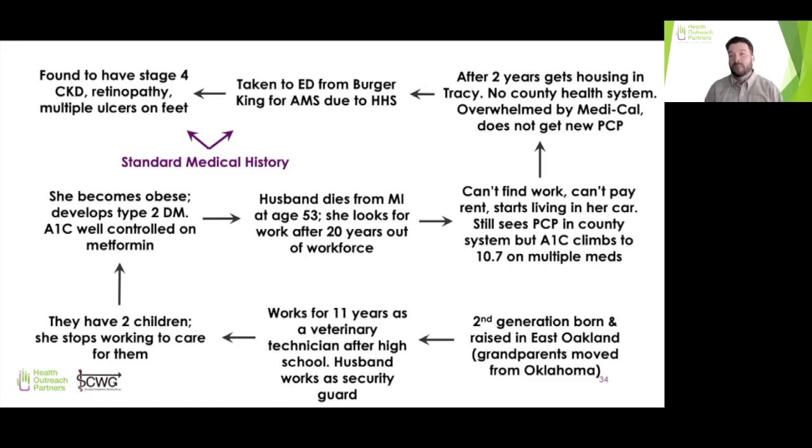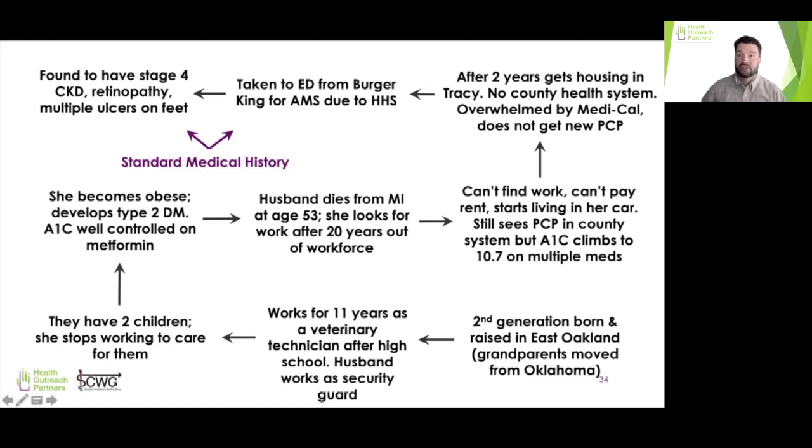She's unable to find work, and she can't pay rent, and she begins living out of her car. She's still able to see her primary care physician because of the county that she lives in and the county health system, but her A1C begins climbing. So her diabetes, her condition begins to worsen.